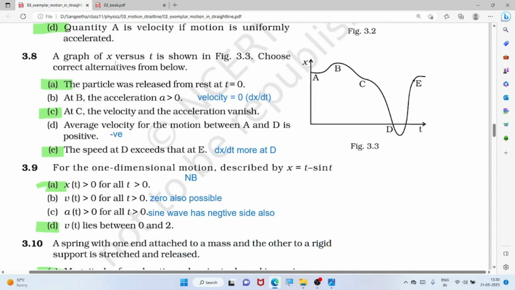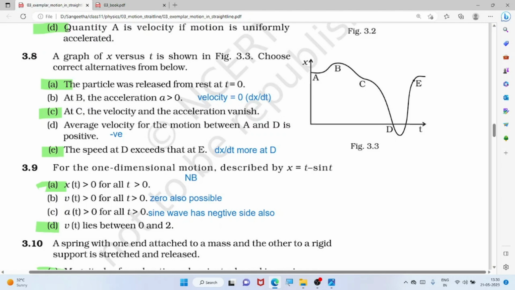A graph of x versus time is shown here. Choose the correct alternative from the below. The particle, okay, here it is released. Okay, displacement is 0 here, because it stays here only, so it is released at rest. At B, the acceleration A is greater than 0. But at B, because this is flat, the velocity is 0, so A can't be greater than 0.